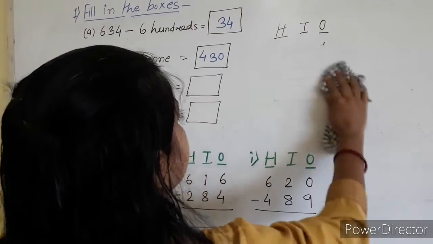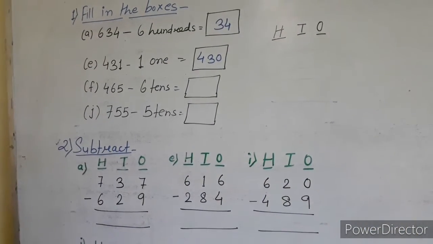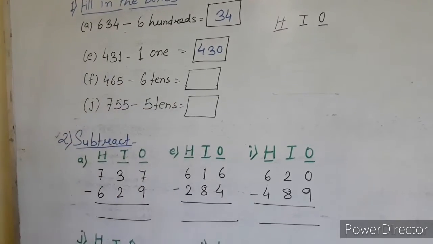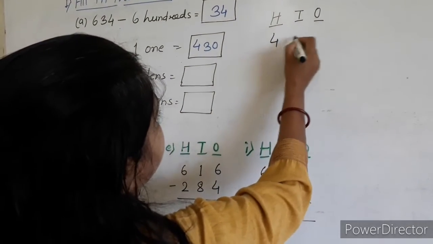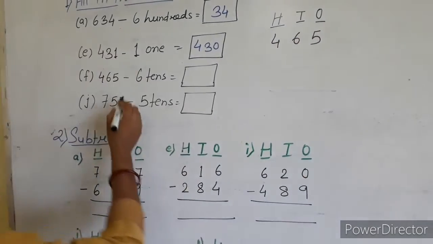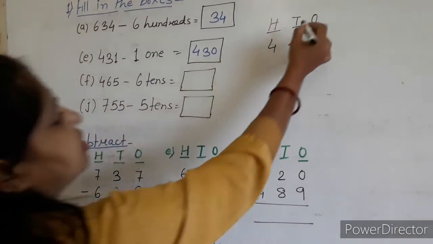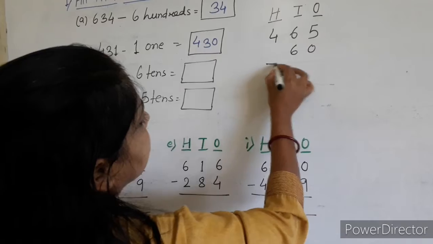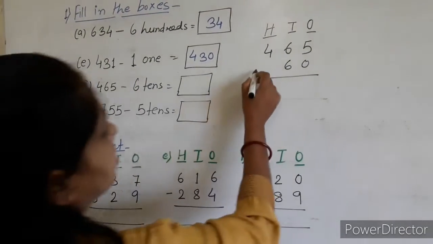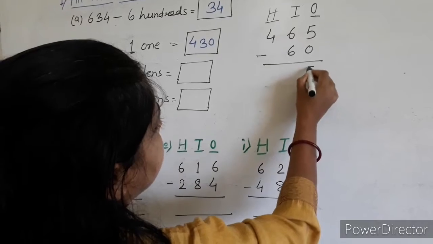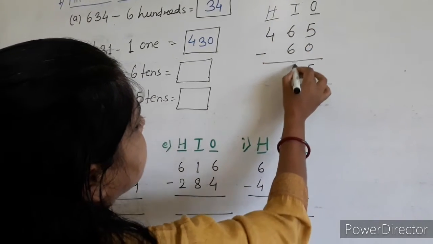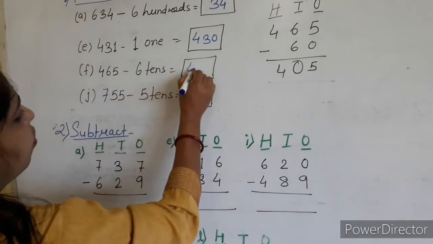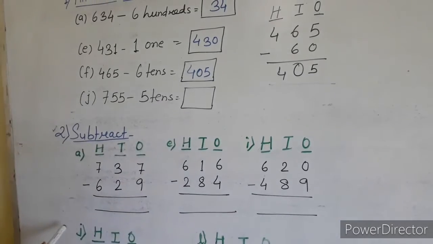Then the next, 465 minus 6 tens. Here again the 3-digit number. So write here 465, and this will be subtracted with 6 tens. This is the tens place. So here 6 tens means we can write 60. Then 5 minus 0 it will be 5. 6 minus 6 is 0, and 4. So our answer is 405.